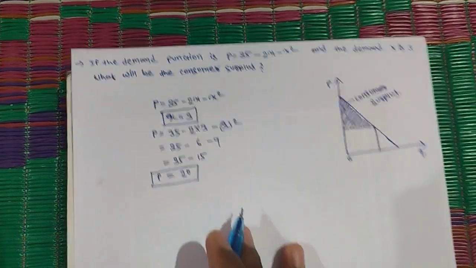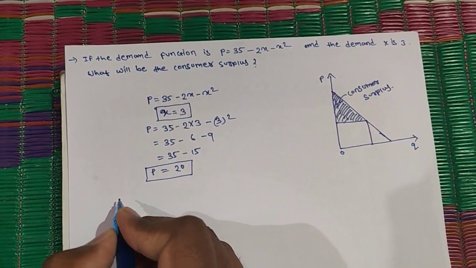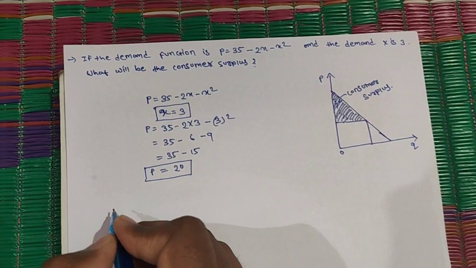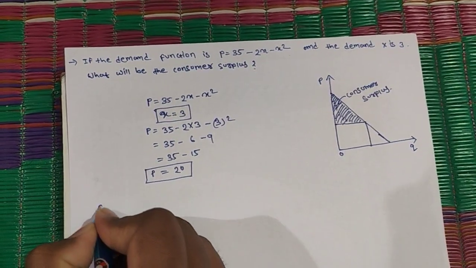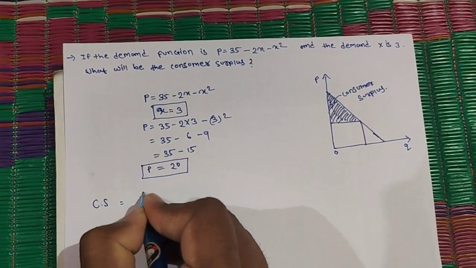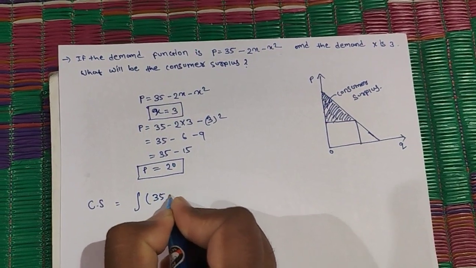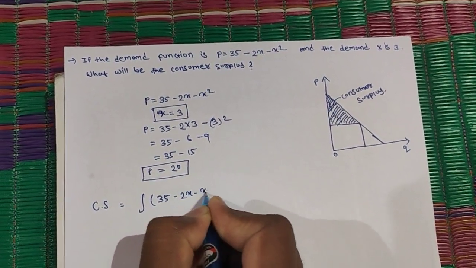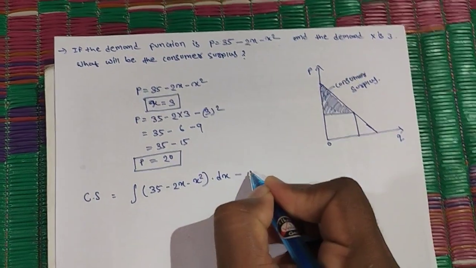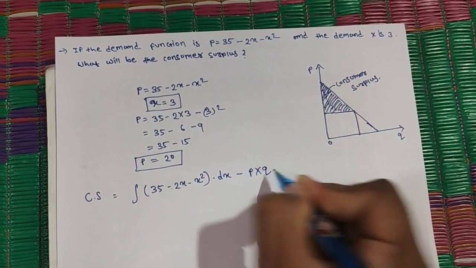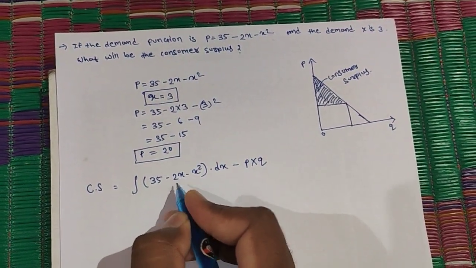Quantity is 3. Now consumer surplus, how to find consumer surplus? We know that by integration we find the consumer surplus. With the help of the method of integration we find the consumer surplus. Now consumer surplus is the integration of the demand function, that is 35 minus 2x minus x square dx, minus price into quantity. Now we have to integrate it.